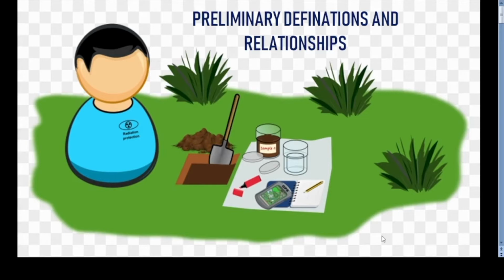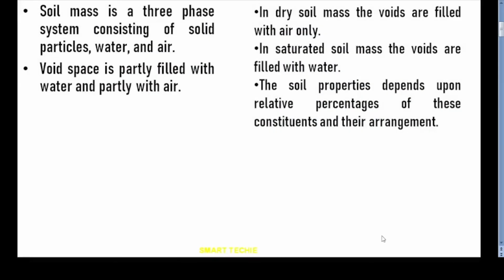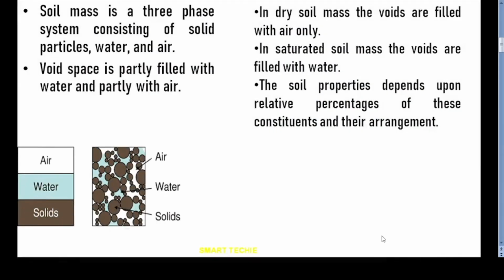Let us continue with the first unit. Today we shall be dealing with preliminary definitions and relationships. So when it comes to soil, it is a three-phase system which is made out of solid particles, water and air. Void space is partially filled with water and partially with air.